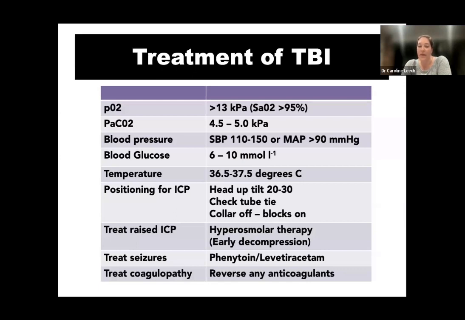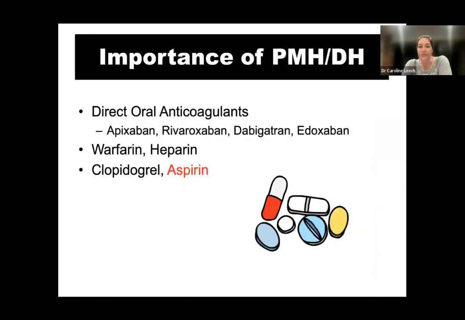treating coagulopathy. So if a patient's on an anticoagulant, it is really important for us to reverse that as early as possible in order to prevent deterioration. And for some of our older adults, they're not going to be suitable for neurosurgical or ITU intervention. So actually stopping the bleed getting worse could be the only intervention that's going to make a difference for them.